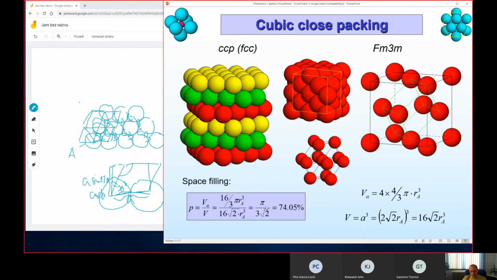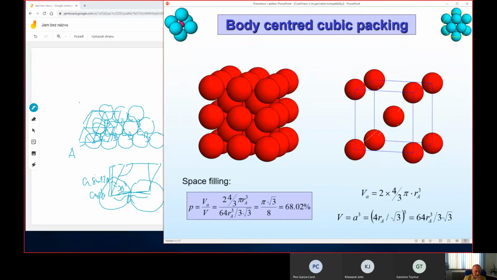And we obtain the same result, that the space filling factor is 74%. So these are the closest possible packing arrangements of atoms or ions, as we'll see later. But there is another one which is not as dense. It attains only 68% of the space filling, and it is the body-centered cubic packing.